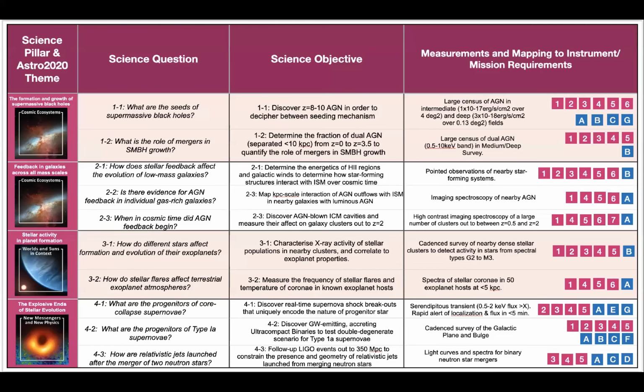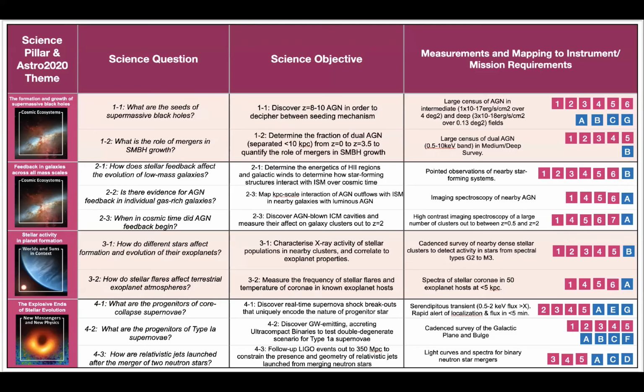an example, or this is our so-called science traceability matrix, and this gives you a view of the breadth of our science. Okay, so Axis will have impact across all 3 pillars of the decadal survey, both the cosmic ecosystems pillars, the worlds and suns, and the new physics and new messengers pillar. We'll have impactful reach across all pillars.